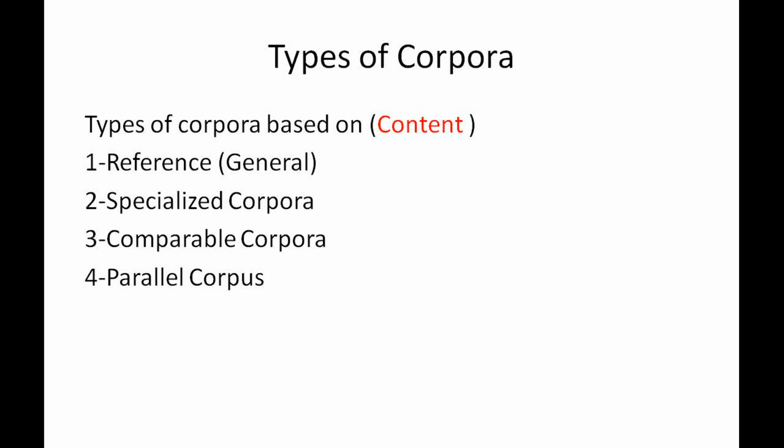Now, the second one, specialized corpora. This is different from a general corpus. It contains texts that are specific to one or more subject areas, domains, topics, genres, or registers. This is used to investigate certain linguistic phenomena. For example, in academic writing, you collect only academic writings. So you will have a specialized corpus, because the language used in academic writing obviously differs from the language used in everyday or informal conversation, etc.